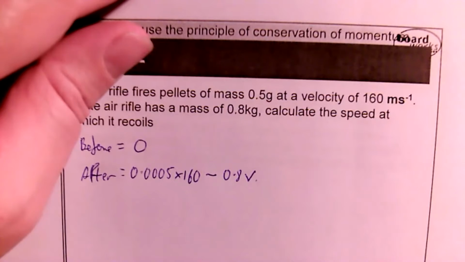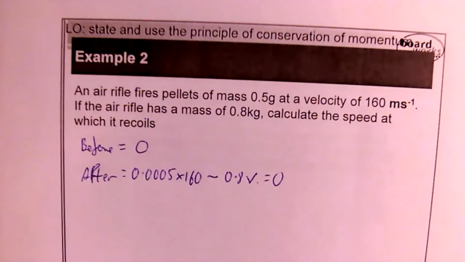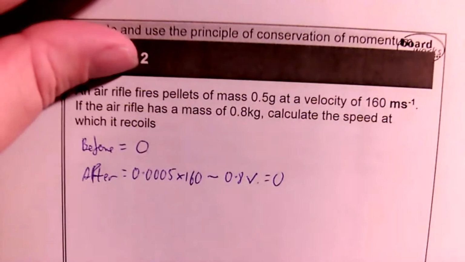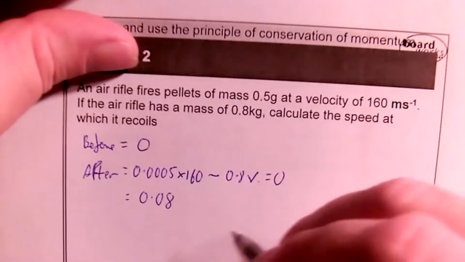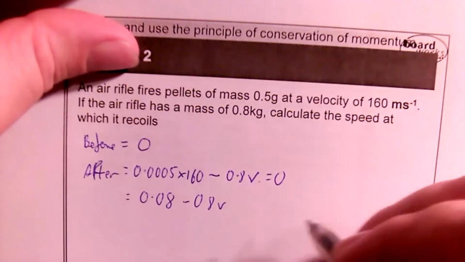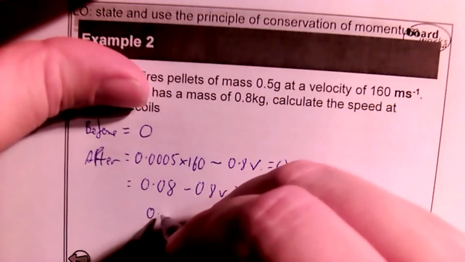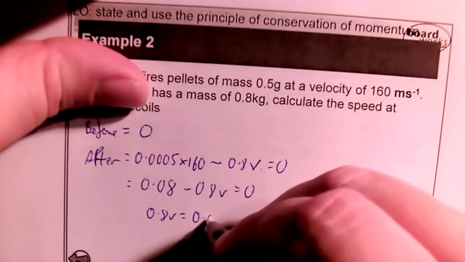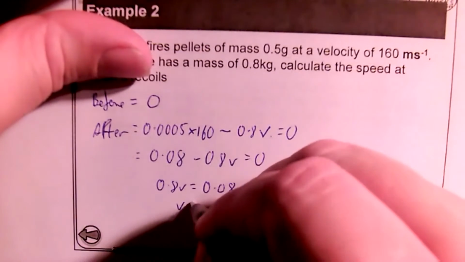So all we're then doing is a basic solution to an equation. It equals 0. So we know that that is going to be 0.08 minus 0.8 v equals 0. Well, okay, I could say 0.8 v equals 0.08. Okay, divide both sides by 0.8.